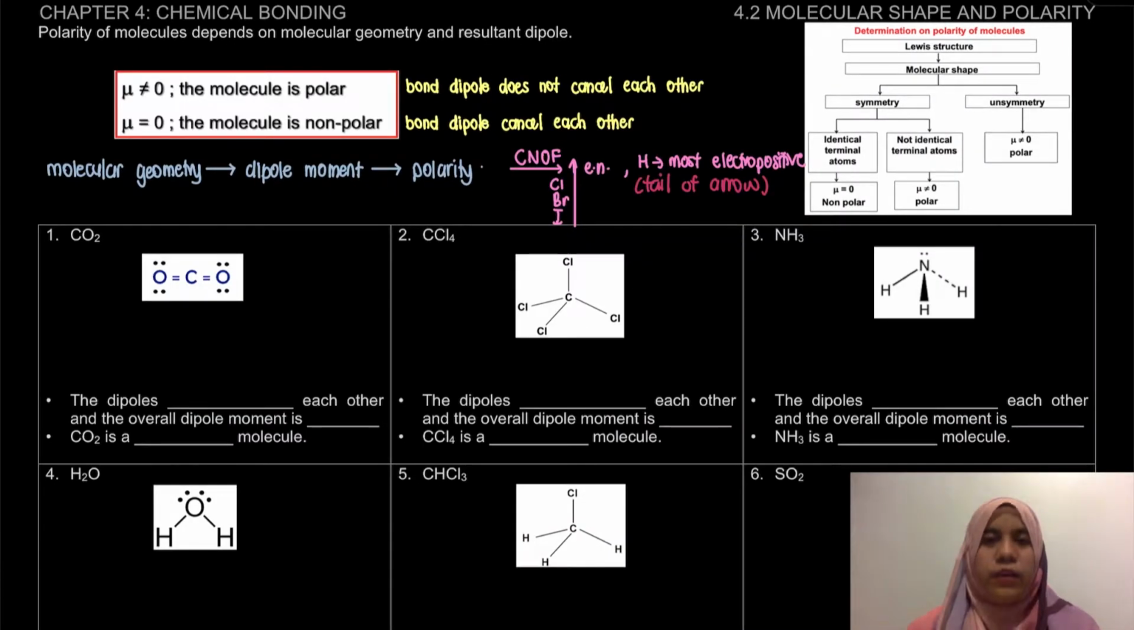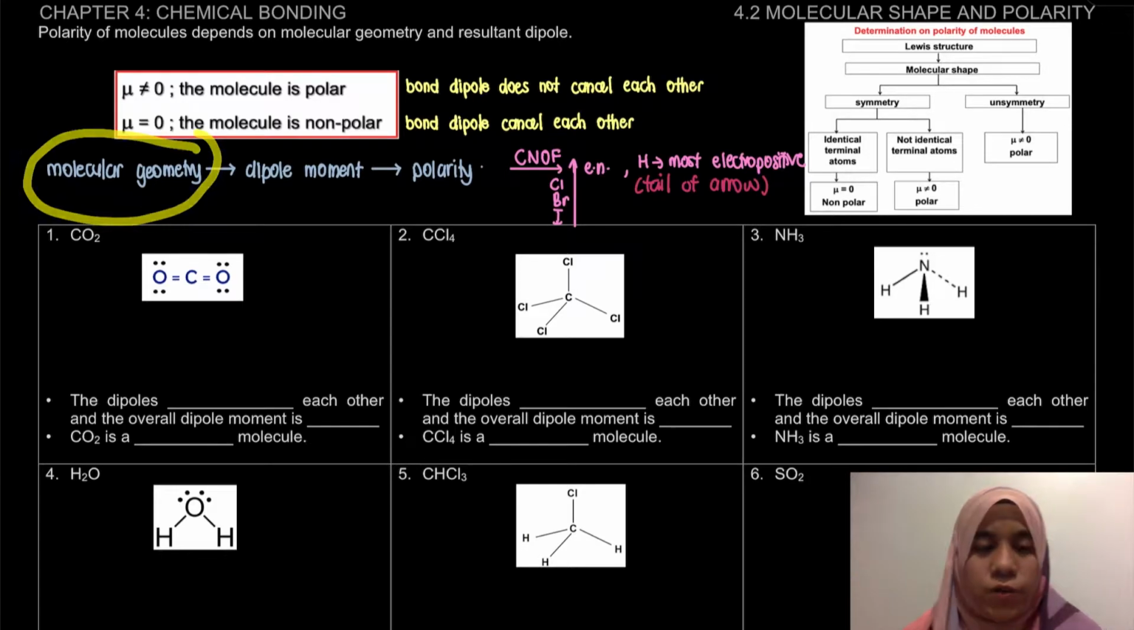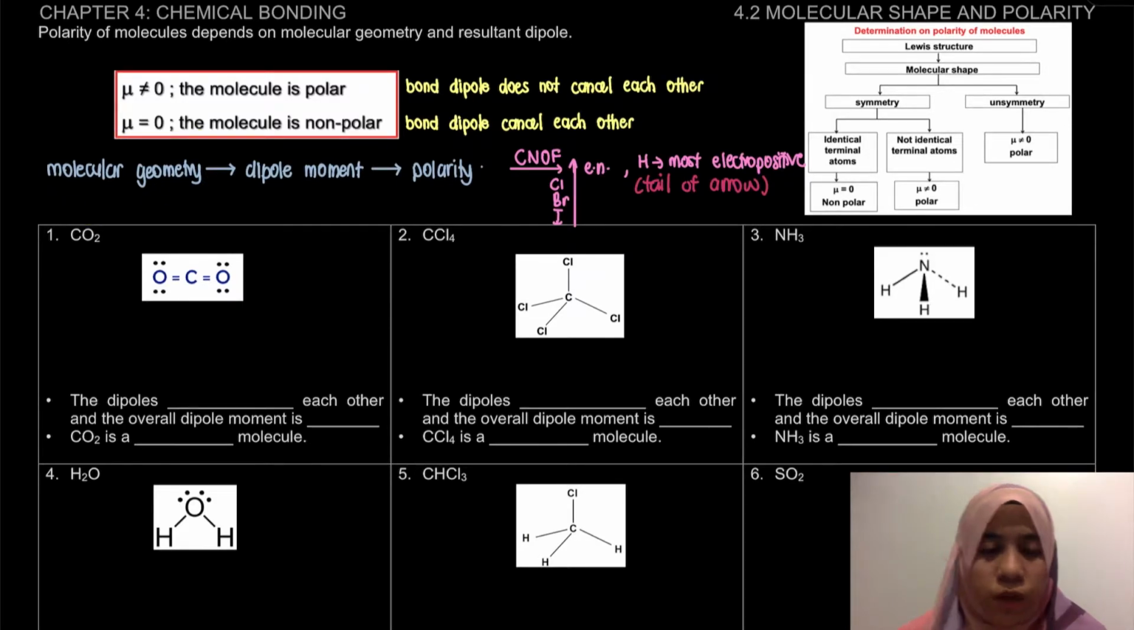So for the case of polarity, first thing first, what you have to know is the molecular geometry. Once you know the molecular geometry, you have to know the dipole moment, where the arrow must point towards the more electronegative atom. For example, electronegativity increases in this order: iodine, bromine, chlorine, fluorine, which is increasing electronegativity for group 17.